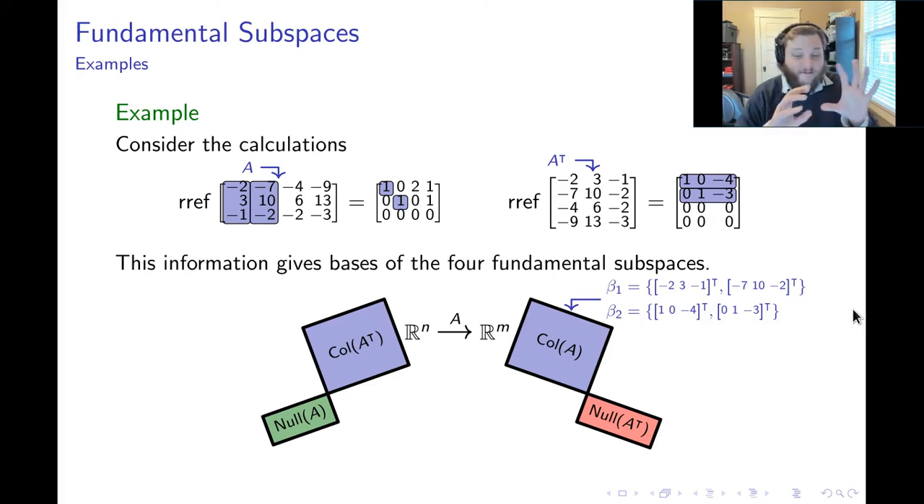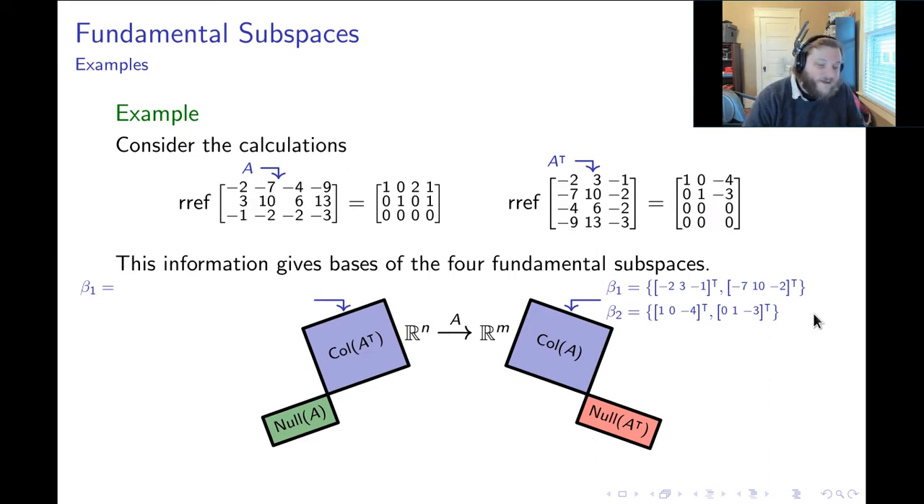So here we found two different bases for the same vector space. The column space of this matrix, on one hand, is the span of -2, 3, -1, and -7, 10, -2. And on the other hand, it's also the span of 1, 0, -4, and 0, 1, -3. Both of these are valid bases of the column space of our matrix.